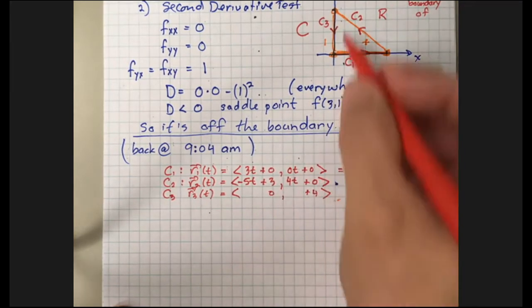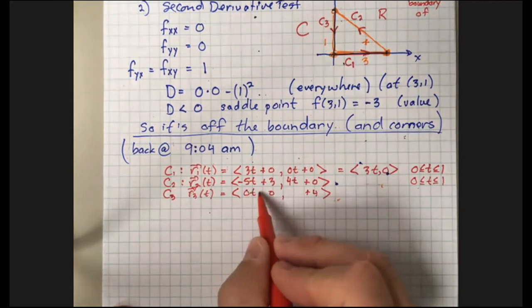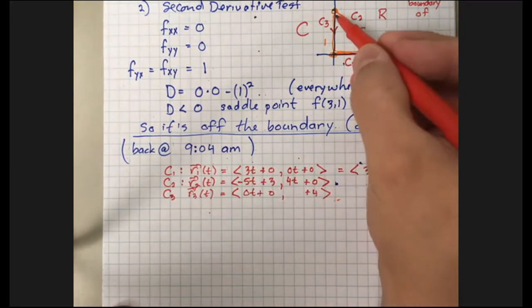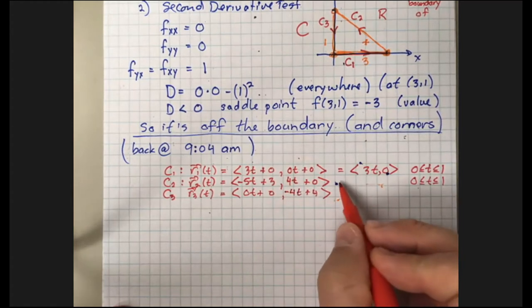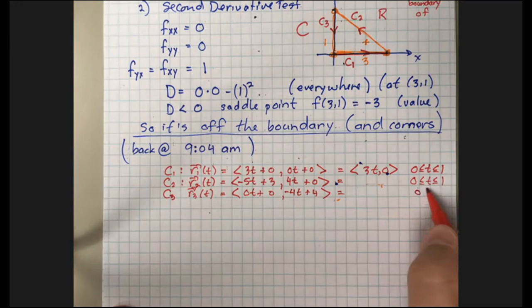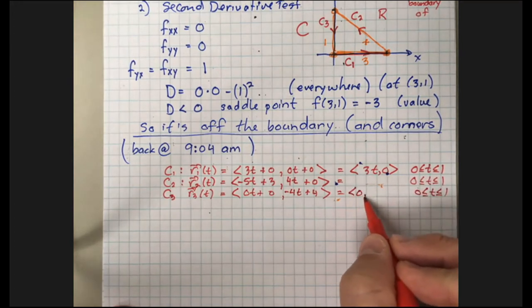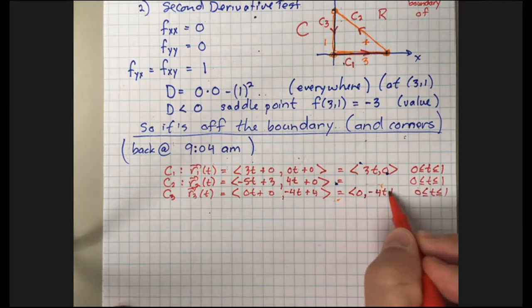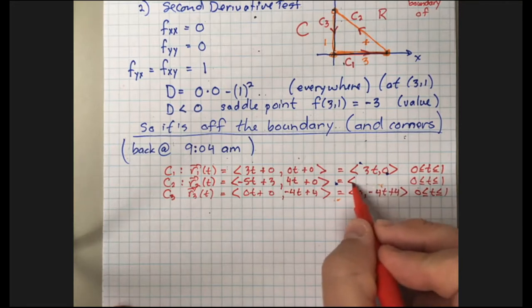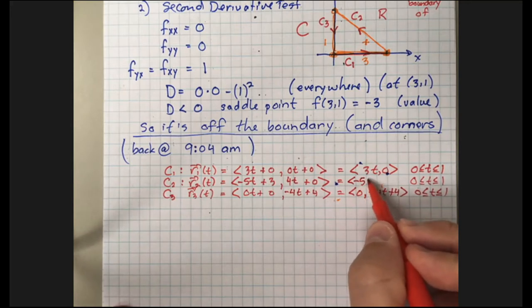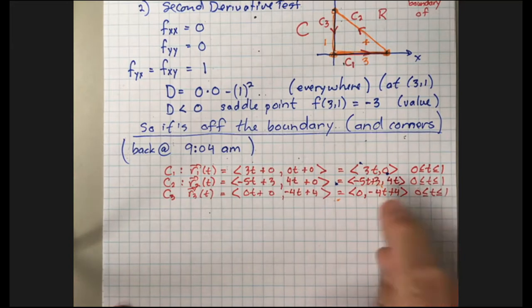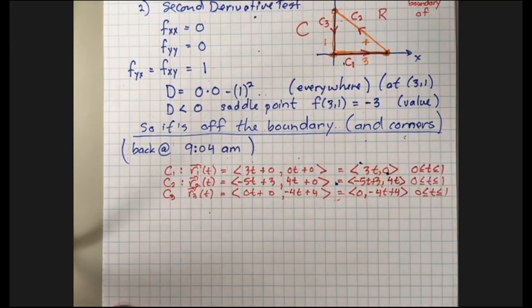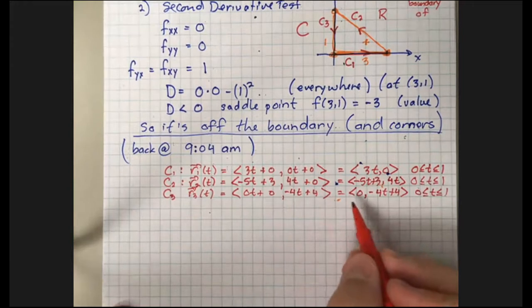And I'm not going to move anywhere on the x-axis, 0t plus 0. On the y-axis, I'm going to drop 4 units, minus 4t. And t is going to range from, again, 0 to 1. So this is 0 and minus 4t plus 4. The second one was minus 5t plus 3 and 4t, that was the more involved one. The first and last ones are pretty simple. So now what I'm going to do is plug those into f.